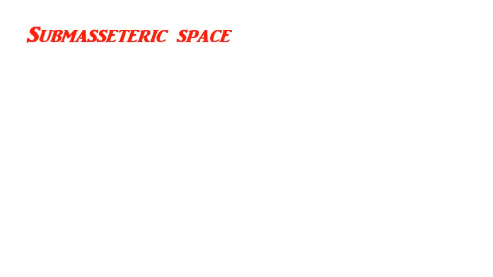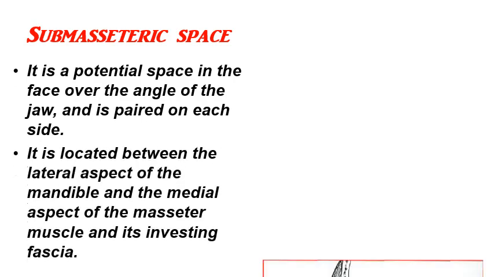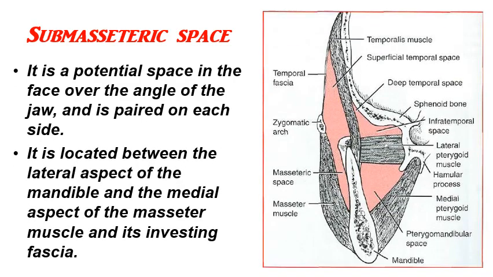Now let's focus on the topic of this lecture, the masticator space, which is a major term comprising four spaces: the submasseteric, the pterygomandibular, and the temporal space, with both its superficial and deep temporal compartments. Let's start with the submasseteric space. It is a potential space in the face, located over the angle of the mandible, and it is paired on each side. It is located between the lateral aspect of the ramus of the mandible and the medial aspect of the masseter muscle.